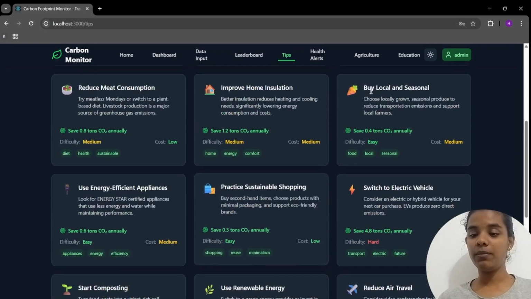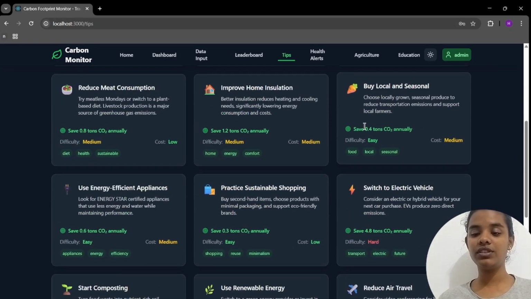Then we have buy local and seasonal, which shows that 0.4 tons of CO2 is saved annually. It is easy because organic fruits are available everywhere near you.